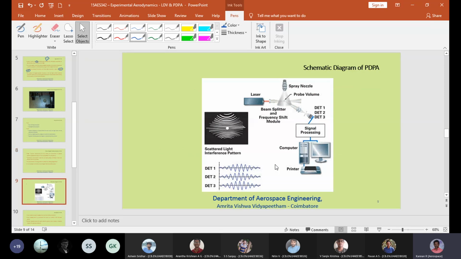And this is a typical schematic of your PDPA. Your laser light is going to pass through that. Here the thing is that only at that particular probe volume, that particular region, can we measure. So if you have a spray coming out of a nozzle and you want different locations, you need to pass the laser at a different location, and at different points you need to measure your spray distribution.